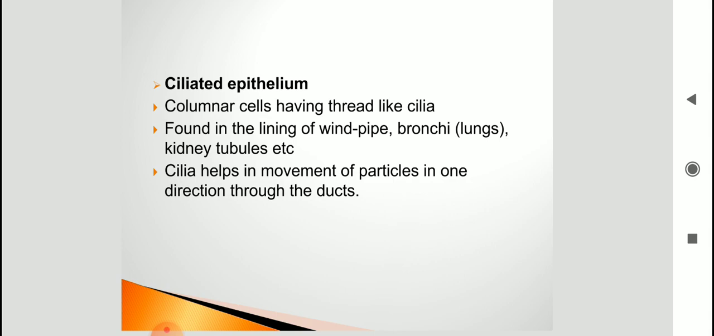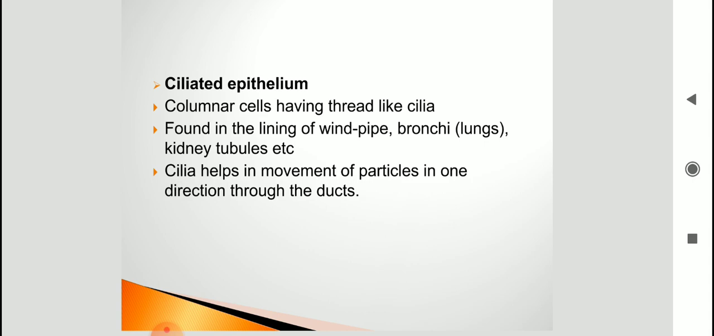Where do we find ciliated epithelium? They will be found in the lining of the windpipe, bronchi, and kidney tubules. Now children, we have lungs. There is one more structure, the windpipe, through which both the lungs are attached. In the windpipe, the inner lining has ciliated epithelium. Why? So that the cilia will show some movement.